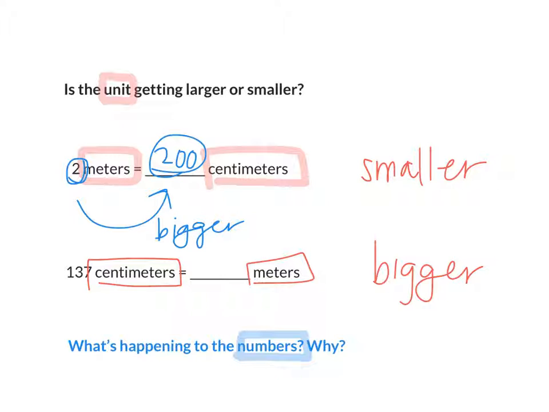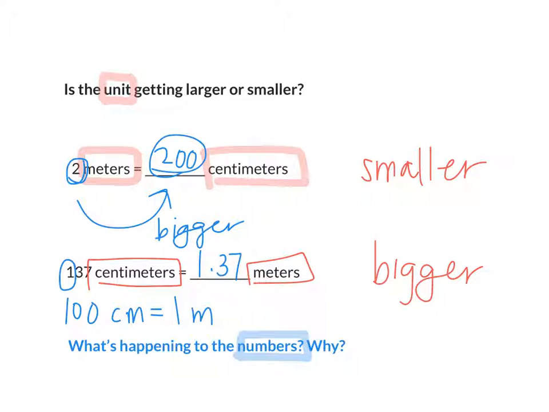Let's try this. If I have 130 centimeters, am I going to have 137 meters? No. Am I going to even have 2 meters? I'm going to have less than 2 meters, right? Am I going to have at least 1 meter? Yes. Okay, I'm going to have 1 meter because 100 centimeters is 1 meter. And how many centimeters will I have left over? 37. Okay, so that's 1 and 37 hundredths of a meter.